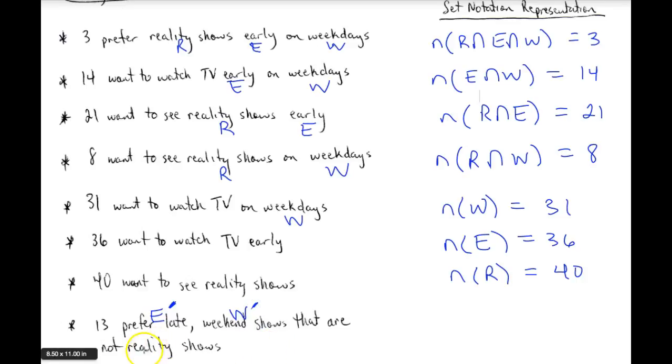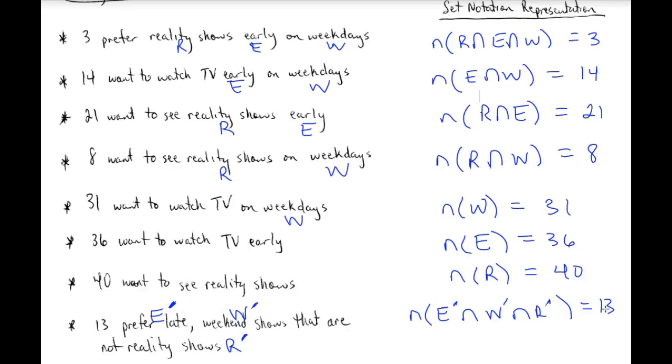And then of course, if they don't want reality shows, then they want something that is not in the set R. So we want something that is not in set E, not in set W, and not in set R. One way that we could express that is the cardinality of E complement intersection W complement intersection R complement, and all that would be 13.